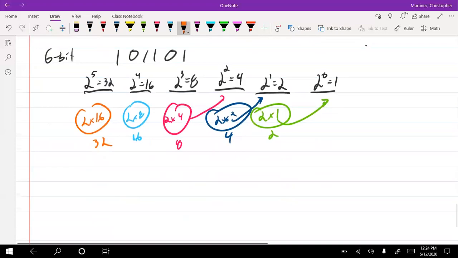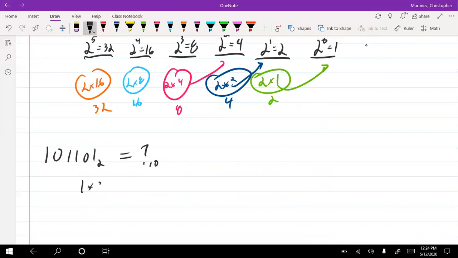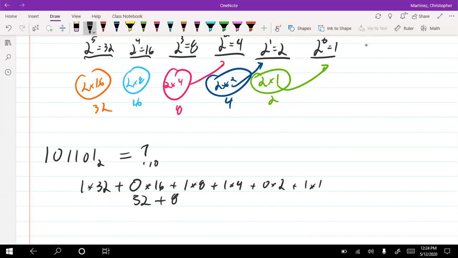Okay, so we have this 1, 0, 1, 1, 0, 1. That's in binary, and I need to kind of know what number that is in base 10. Okay, so let's add this up. This is 1 times 32 plus 0 times 16 plus 1 times 8 plus 1 times 4 plus 0 times 2 plus 1 times 1. All right, so we get 32 plus 8 plus 4 plus 1. All right, so that is 32 plus 8 is 40 plus 4, 44 plus 1 is 45. So 101101 is 45 as our decimal.